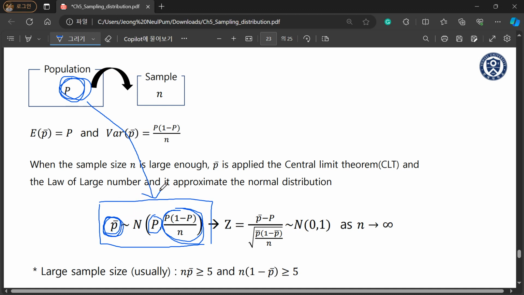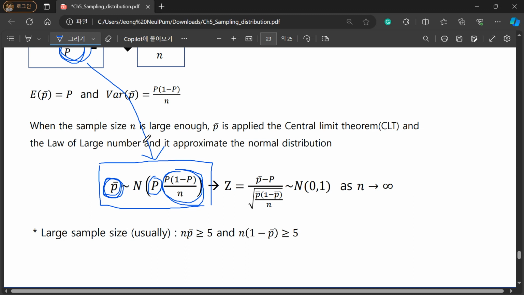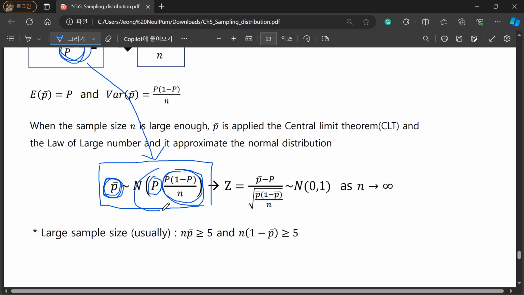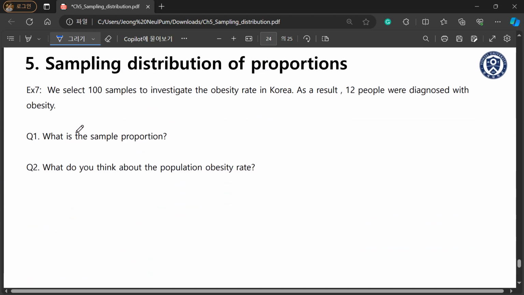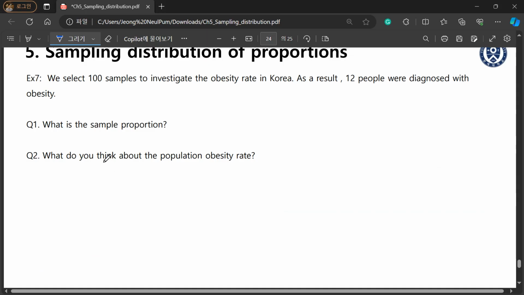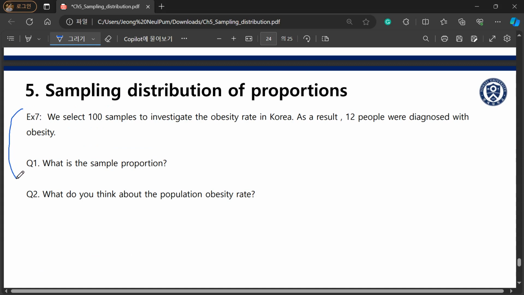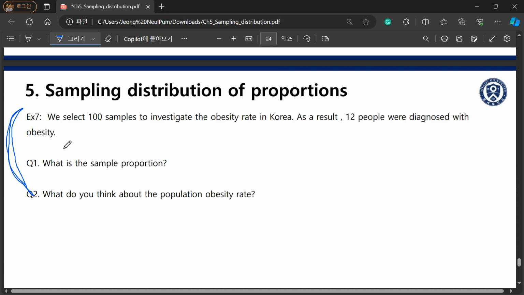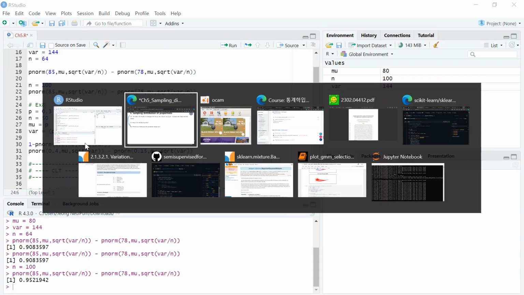You don't have to worry about that. The distribution of the sample proportion needs only one piece of information, which is P, the population proportion. For chapter 7, I left this part as an exercise, so I skipped it in my R program file.